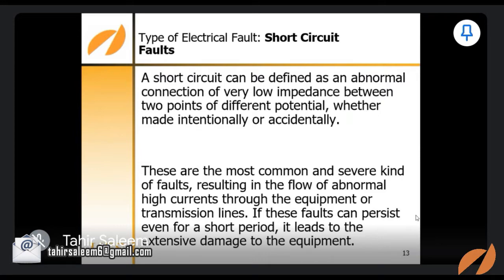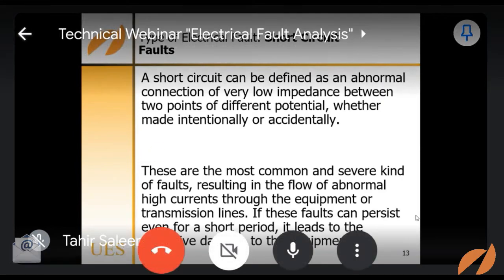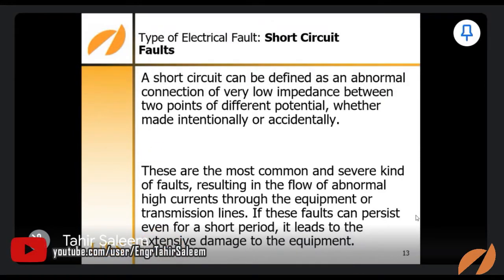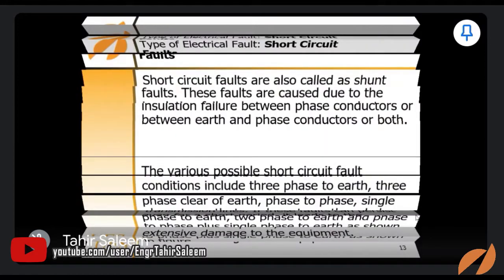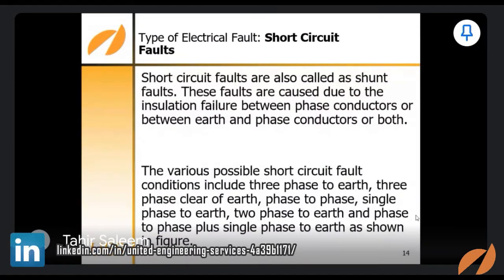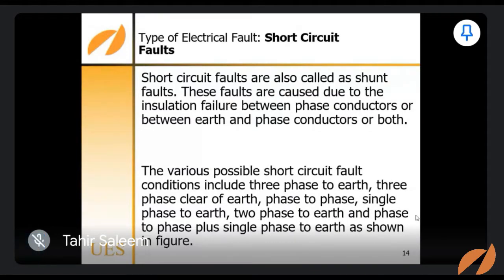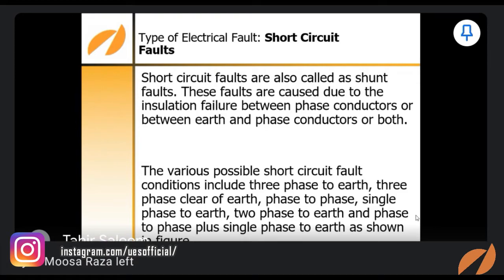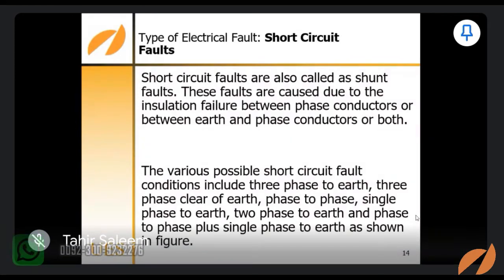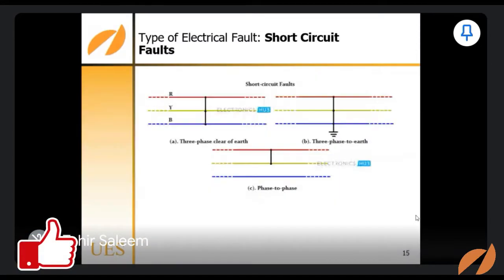If these faults persist, even for a short period, it leads to extensive damage to the equipment. Short circuit faults are also called shunt faults. These faults are caused due to insulation failure between phase conductors or between earth and phase conductors. The various possible short circuit fault conditions include three-phase, three-phase to earth, phase to phase, single phase to earth, two phases to earth, and phase to phase plus single phase to earth, as shown in the figure. You can see over here.